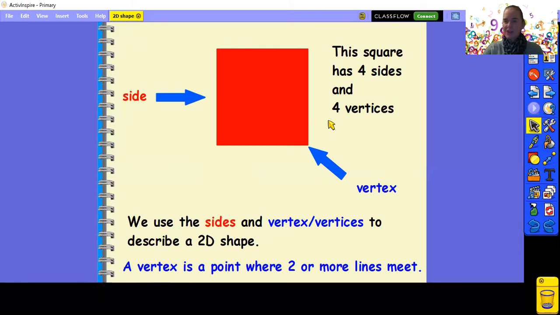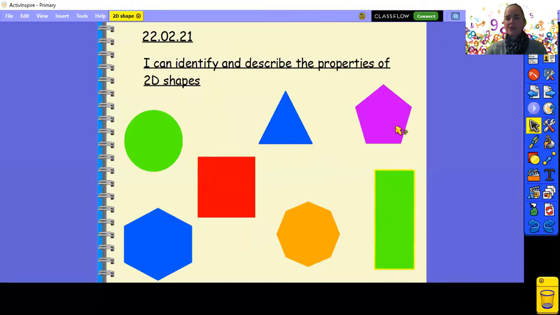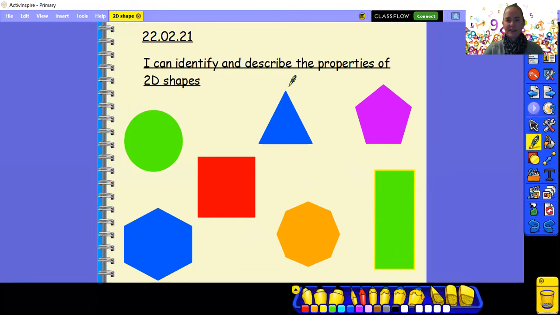Let's go back to our shapes on the previous page and see if we can describe them. Right, we won't do them all, but let's have a look at a couple. Okay, so we've just done the square. Let's have a look at our triangle. How many sides does a triangle have? Let's count them. 1, 2, 3. So a triangle has 3 sides. How many vertices does it have? Remember, vertices are the corners. We've got 1, 2, 3. So a triangle has 3 sides and 3 vertices.